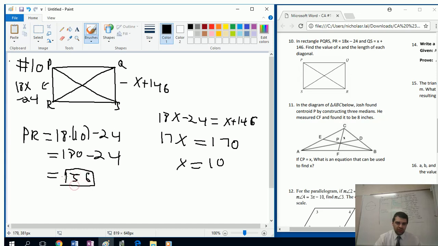So that's going to be equal to 156. And QS is going to be equivalent to PR, because diagonals of parallelograms are congruent to each other. And opposite sides of parallelograms are congruent to each other, and a rectangle is a parallelogram, so therefore PR is congruent to QS. So if PR is equal to 156, then QS is also congruent to 156.